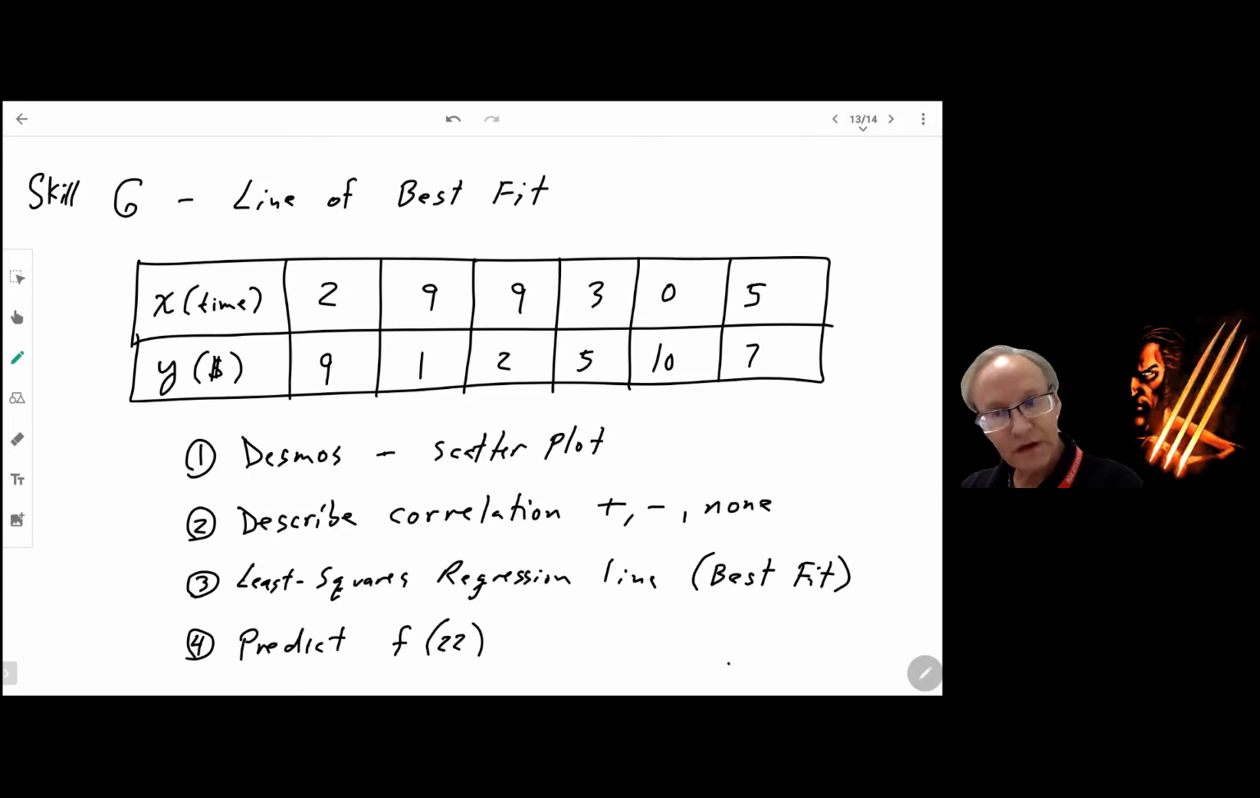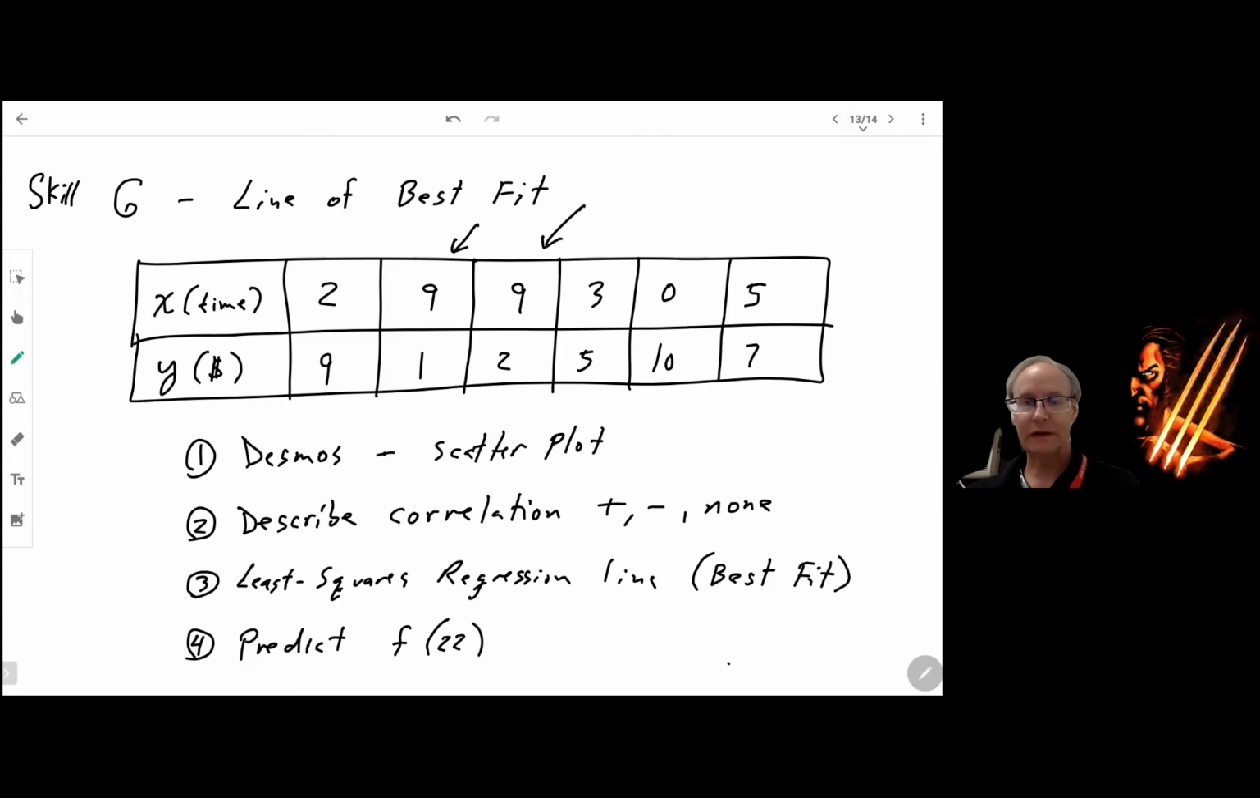This is not a function. And the reason it's not a function is because 9 gives me 1, but 9 also gives me 2. Right here. See these 2 points? This makes it not a function, but it is data. And I can use data, even if it violates the vertical line test, I can still put this data into my graphing calculator. And y is 9, 1, 2, 5, 10, 7.